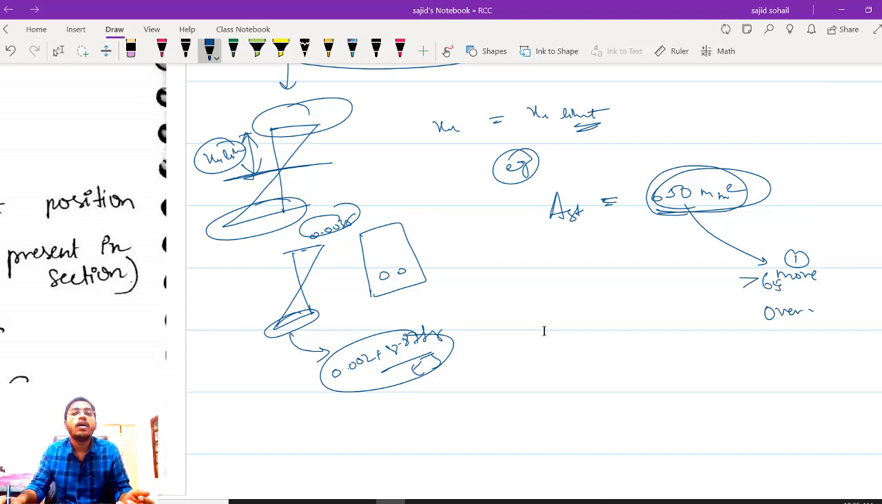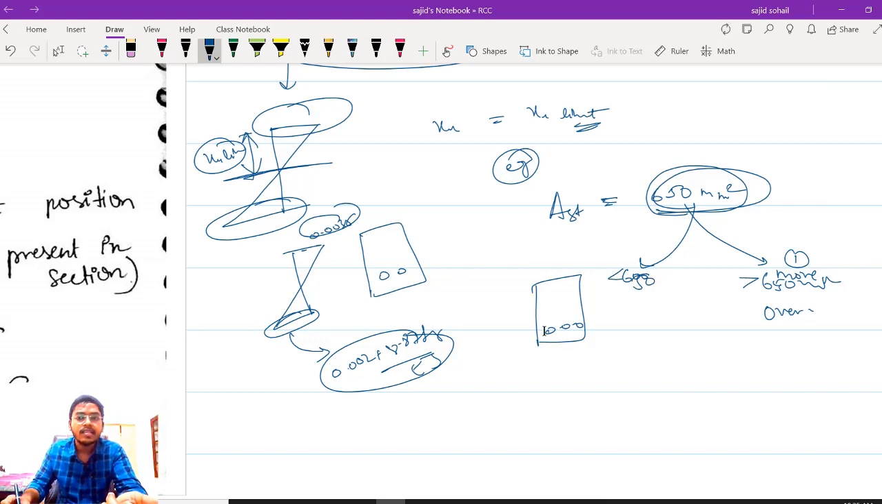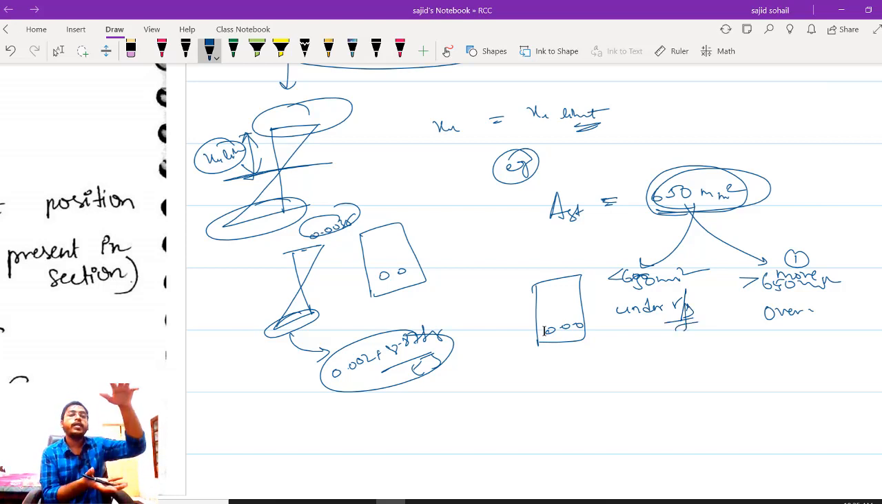If I am providing the steel more than 650 mm square in this example, I will be calling that same section, but the amount of steel is more, as over reinforced. Here if I am providing less steel compared to my balanced section, let us say some 600 मैंने provide कर दिया, ठीक है. If I am providing anything less than 650 mm square, then should I call it as under reinforced or over reinforced? I am providing less, so obviously I will call it as under reinforced. यानी कम reinforcement है. Over reinforcement ज़्यादा reinforcement है. That means more steel is provided. Under reinforcement, less steel is provided. Common sense की बात है. I hope you got it right.